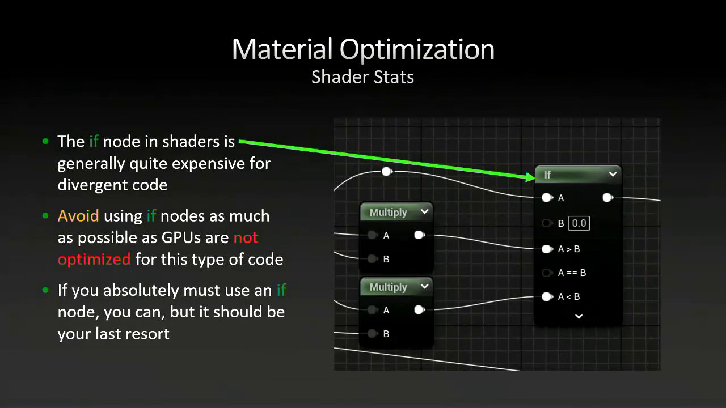The if node in shaders is extremely expensive. GPUs are not made to do conditional logic. They're made to just sample textures, do some math, output a pixel. When you put an if node in, this is called a branch, and GPUs aren't generally very good at it. They can do it, so if you have to use one, use it, but generally avoid it because it's not good for real-time rendering.